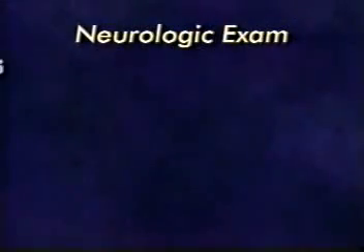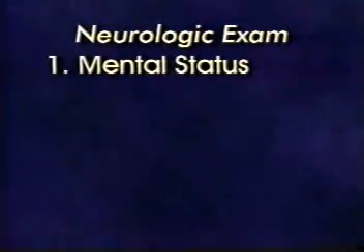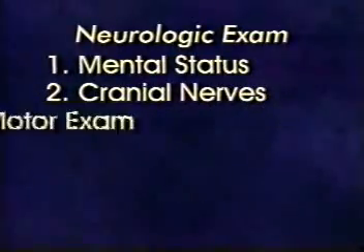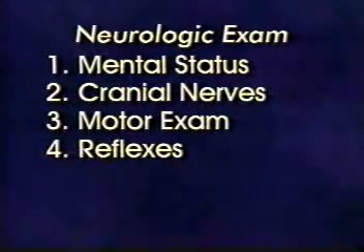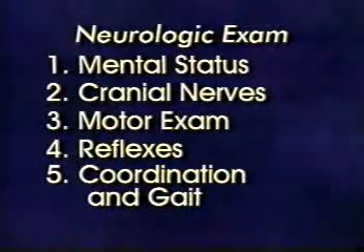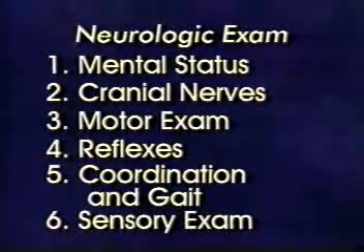Although there are some variations in style from clinician to clinician, the format we will describe here is fairly conventional and consists of the following 6 parts: mental status, cranial nerves, motor exam, reflexes, coordination and gait, and finally, the sensory exam. In this video, we will demonstrate how to perform each part of the neurologic exam. Students should also consult the textbook, Neuroanatomy Through Clinical Cases, or the website, neuroexam.com, to learn the anatomical basis and clinical interpretation of the exam.